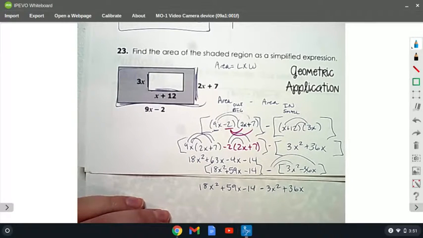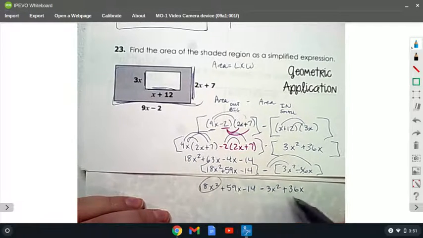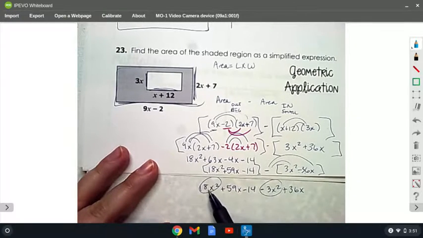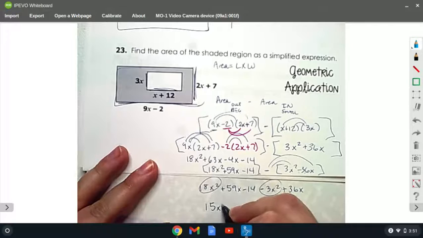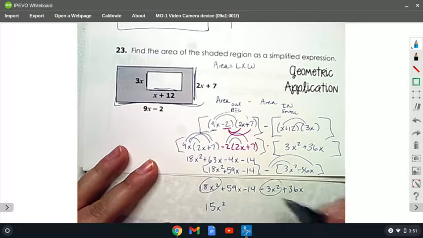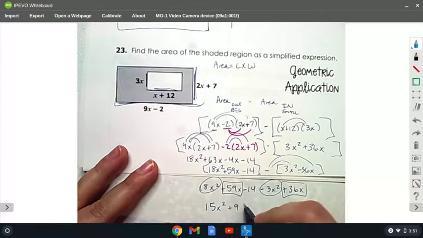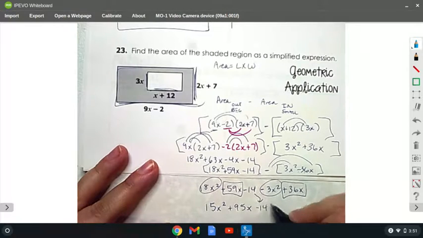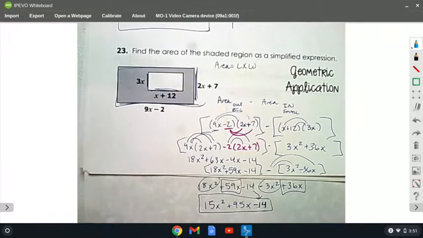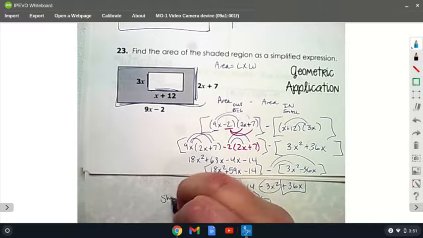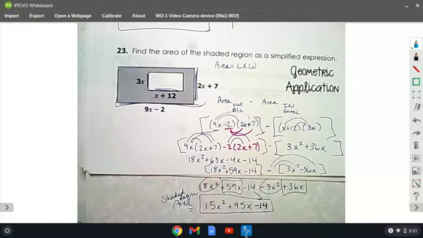And then lastly, I want to combine like terms and put it in standard form. So the largest degree I have here is that power of 2. I have 2 of those, so I can do 18 minus 3. That's going to give me 15x squared. Then my next highest degree is the power of 1. I can combine these. I'm going to do 59 plus 36. That's going to give me 95x. And then lastly, this negative 14 comes down. It has nothing it can combine with. And this would be your final answer. This is your area of the shaded region.